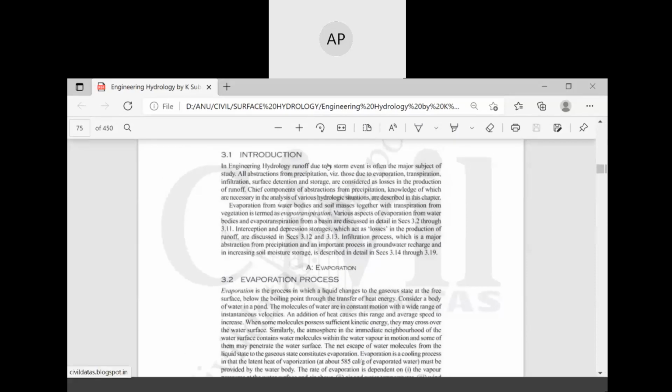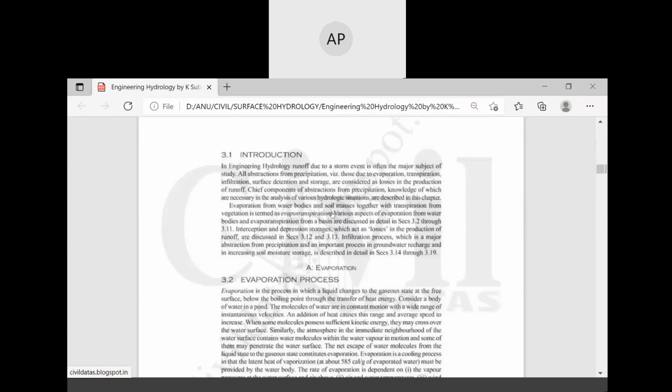So in engineering hydrology, runoff due to a storm event is often a measure of the subject of the body. All abstraction from the precipitation that is due to evaporation, transpiration, infiltration, surface detention, and storage are considered as losses in the production of runoff. Chief components of abstraction from precipitation, knowledge of which is necessary in analysis of various hydrological situations.